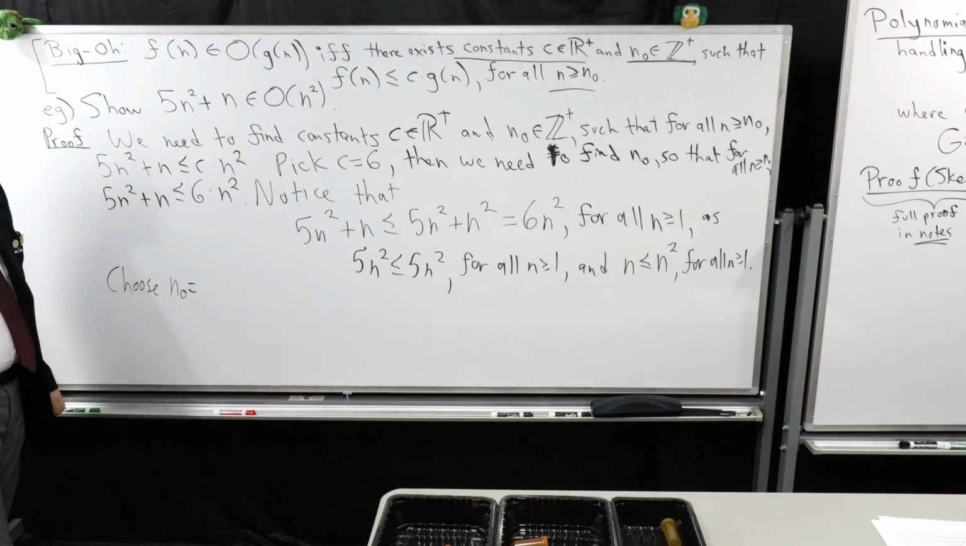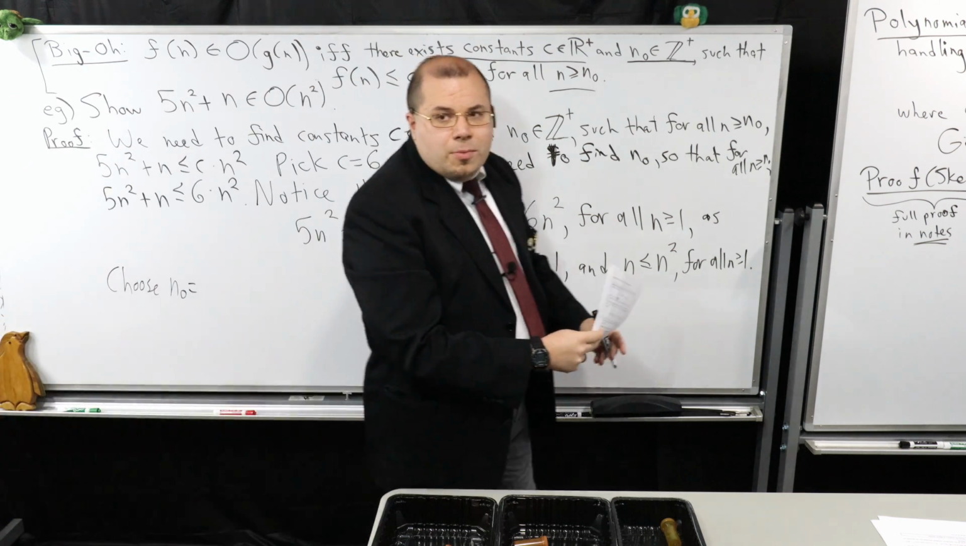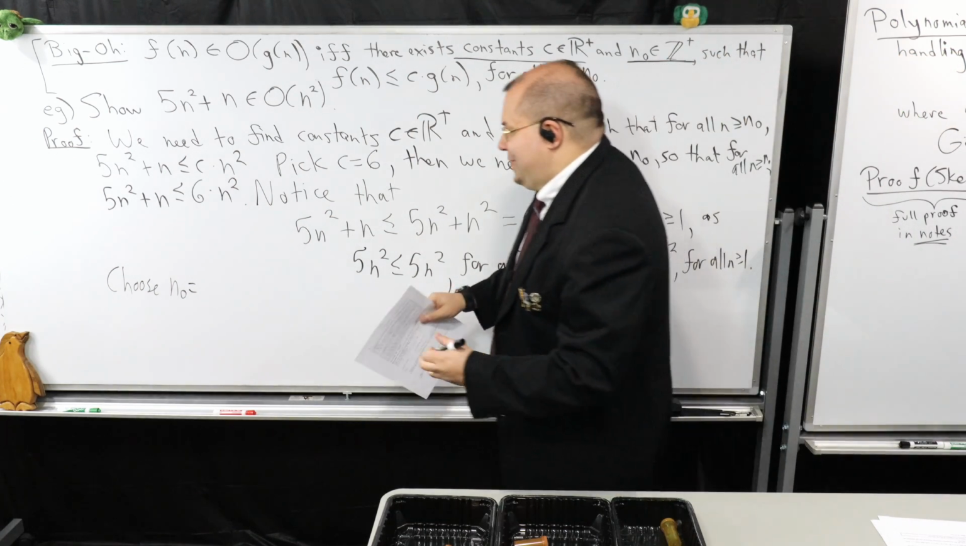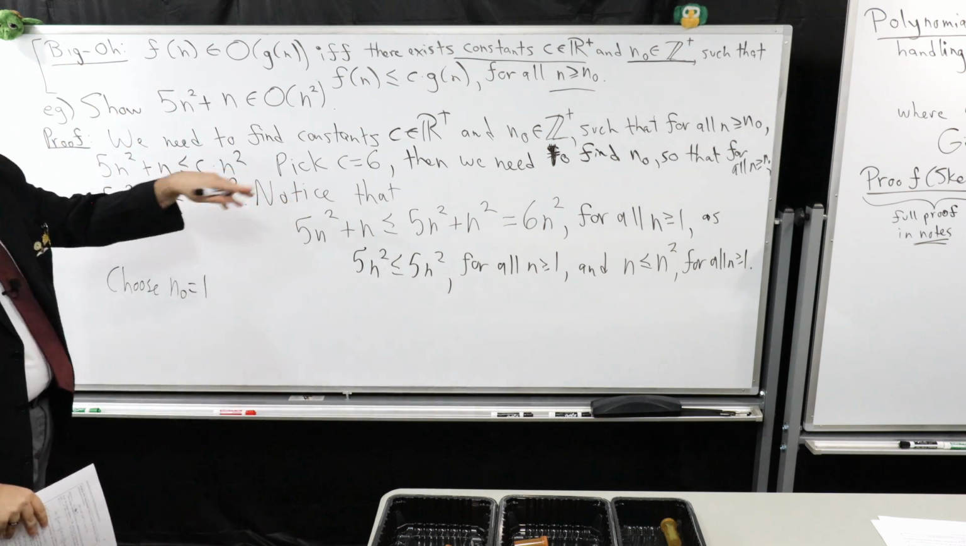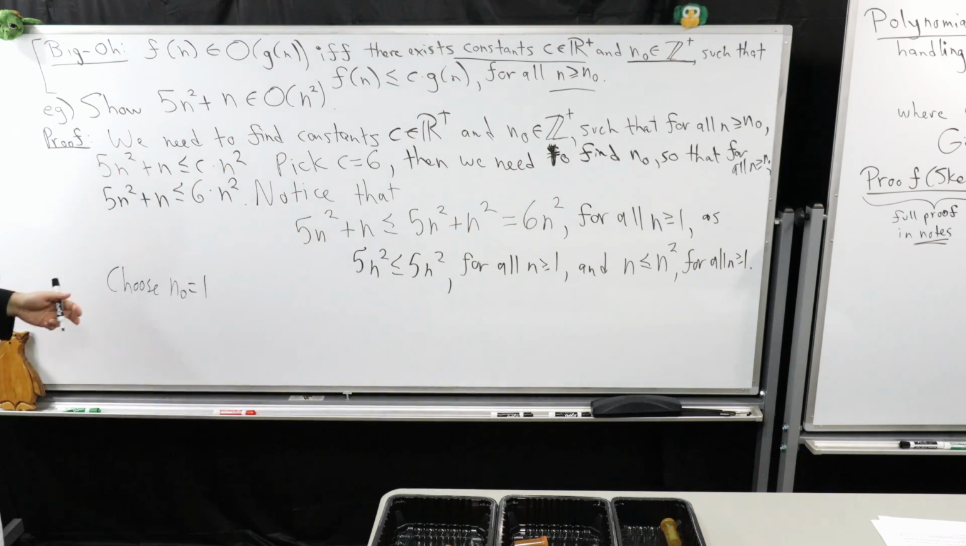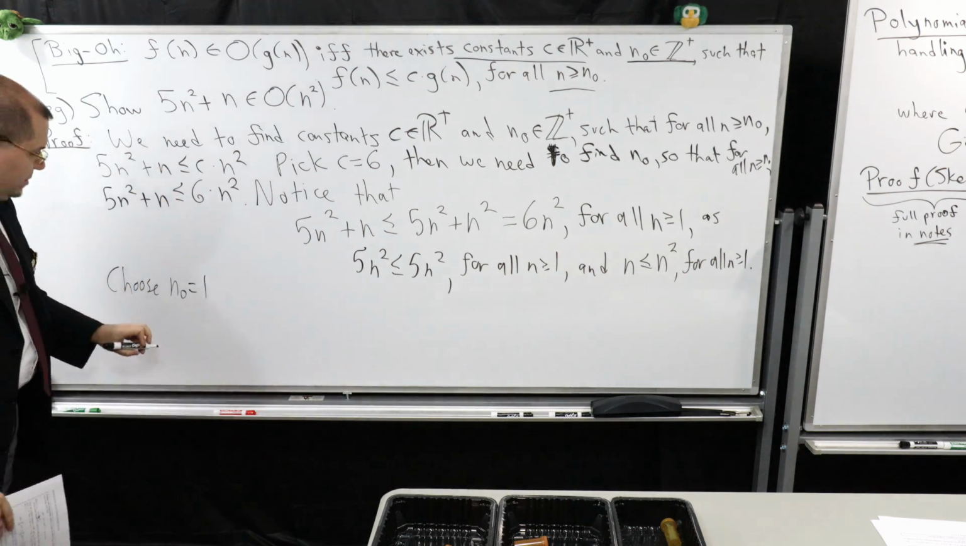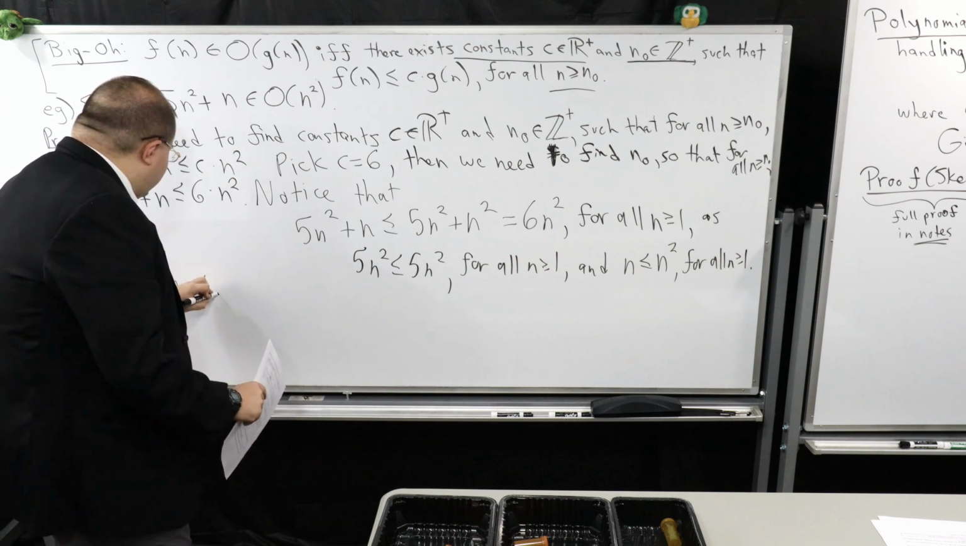What should I pick for n0? Now keep in mind there's many values for n0 that work. But which one would work? Yeah, I see 1 in the chat. Yeah, 1 is perfect, right? See, all these inequalities work when n is greater or equal to 1. So I just gotta pick 1. Remember, I can't pick 0 because n0 has to be a positive integer. So choose n0 is equal to 1.